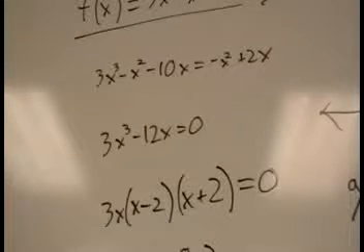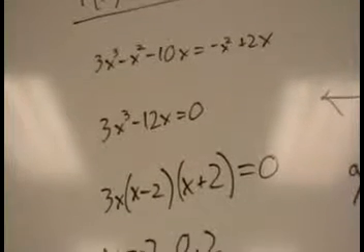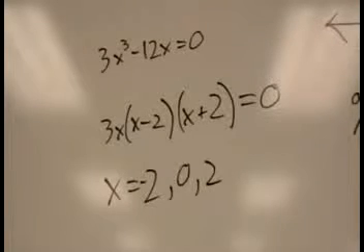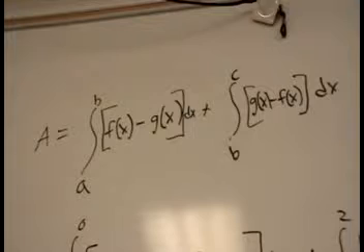After some computations, we arrive at 3x times x plus 2 times x minus 2 equals 0. After we solve for those values, we get x equals negative 2, 0, and 2. Because we have 3 points of intersection, we must use two area formulas in order to find the total area that is bounded by the graphs.